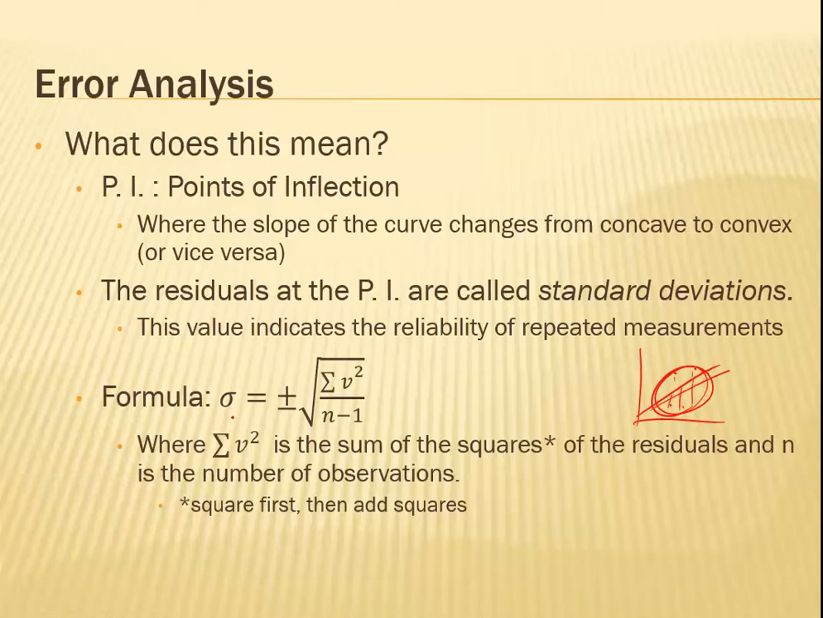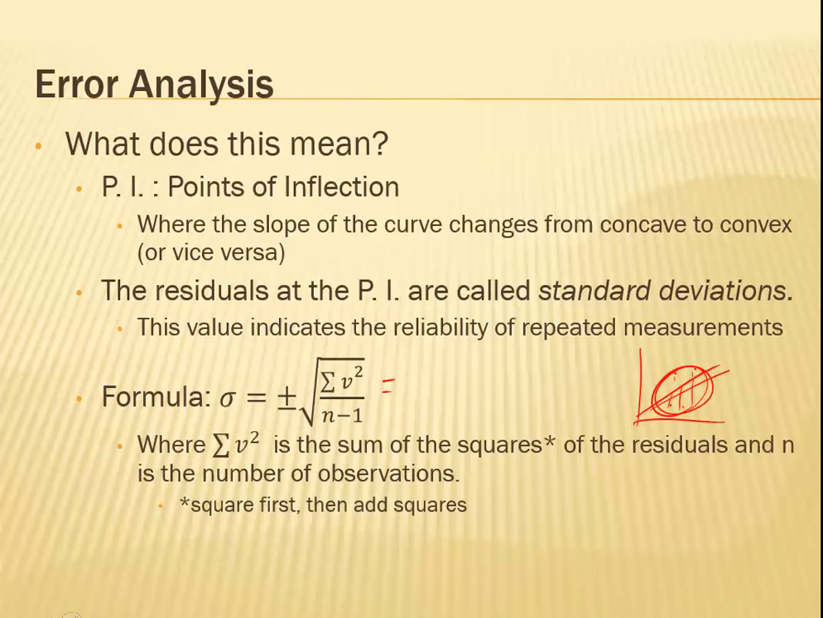So the formula for this is sigma is equal to plus minus the square root of the summation of the squares of the residuals over n minus 1. Now, I want to clarify that the sum of the squares of v means you square first and then add. This should be obvious from the notation, but in case it isn't, this is really this.